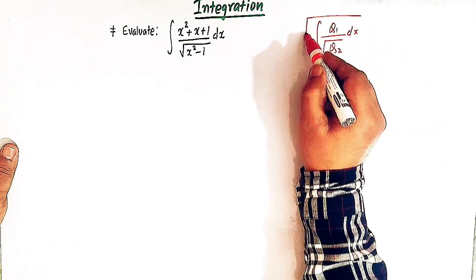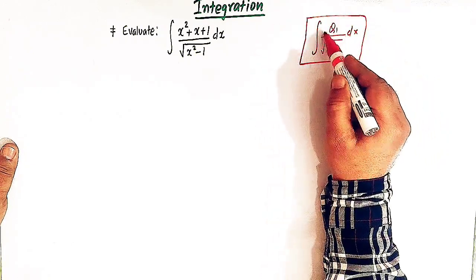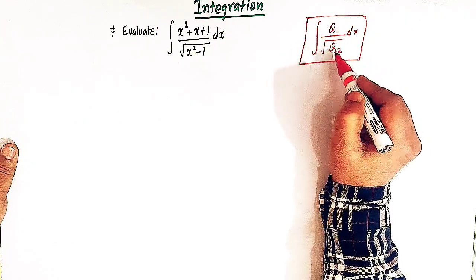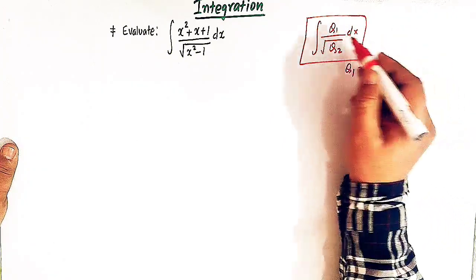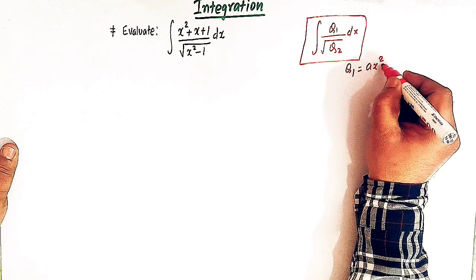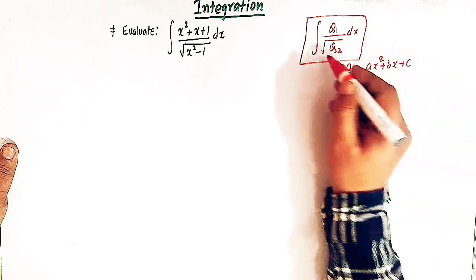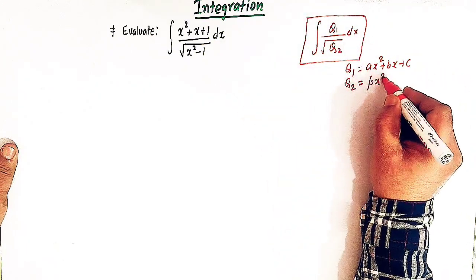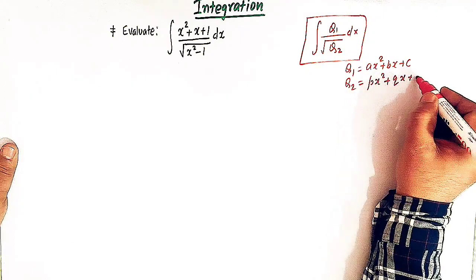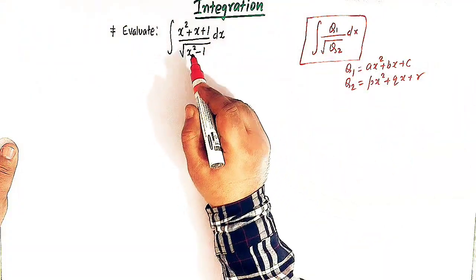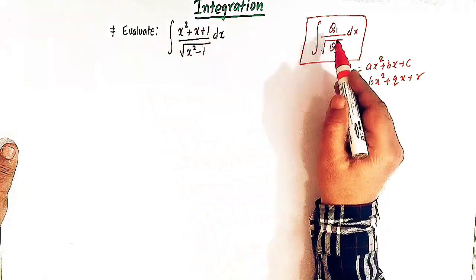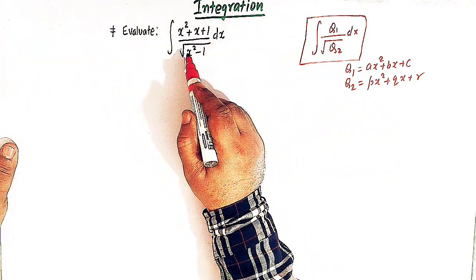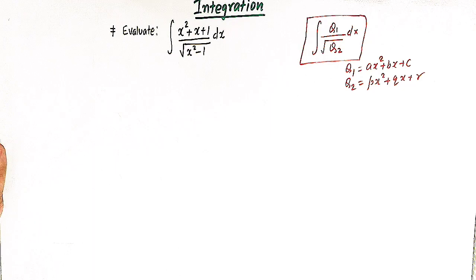So here we'll see how we can integrate these type of integrands where we have q1 divided by square root of q2, where q1 is the quadratic function of the type ax square plus bx plus c, and q2 is another quadratic function of this type, say px square plus qx plus r. So we'll see how we can express this function, that is q1 over square root of q2, to get the indefinite integration of this function. So let us start.